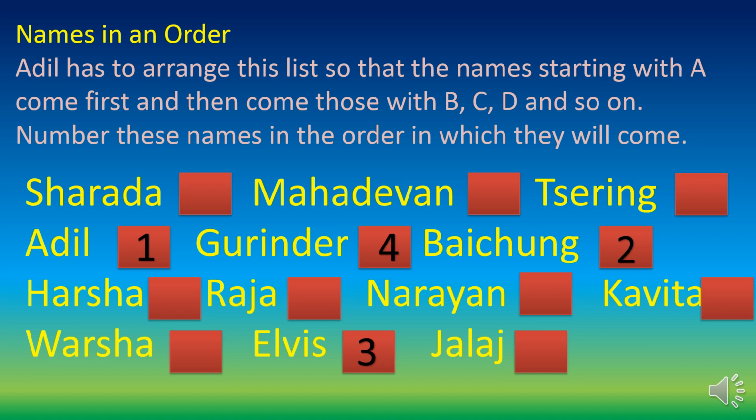After that 4, Gurinder. Then Harsha. Then Jalaj. Then Kavita. Then Mahadevan. Then Narayan. Then Raja. Then Sharda. Then Sering. Then Varsha. So we have arranged all the names in order.